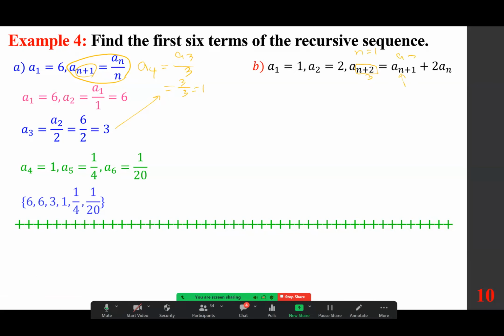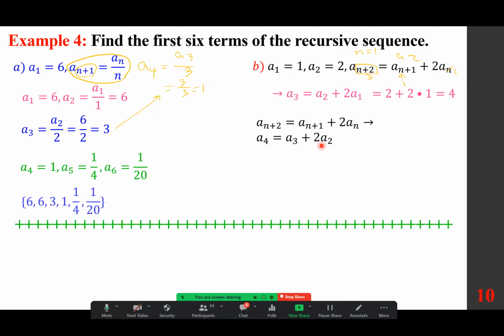This makes it a sub 2. And replace this one with 1. So we want a sub 2 plus 2a sub 1. A sub 2 is 2. 2 times 1 is 2. They add up to 4. Okay. Now use this formula to write a sub 4.